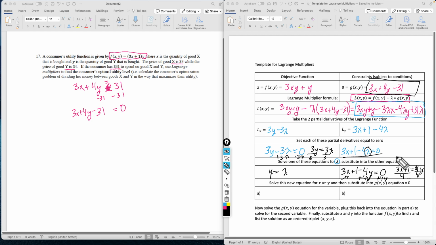And then, okay, solve this for, so I think I have that in part A. And solve the g(x) equation for the variable, plug it back into the equation in part A.